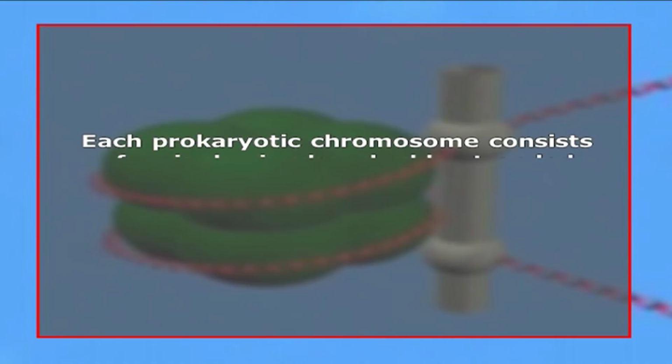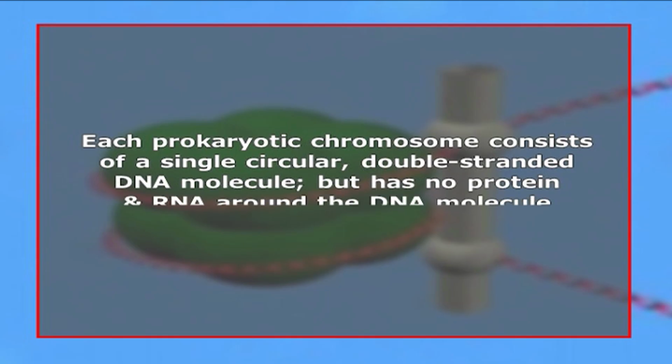Prokaryotic chromosomes. The prokaryotes usually consist of a single giant and circular chromosome in each of the nucleoids. Each prokaryotic chromosome consists of a single circular double-stranded DNA molecule but has no protein and RNA around the DNA molecule like eukaryotes. Different prokaryotic species have different sizes of chromosome.